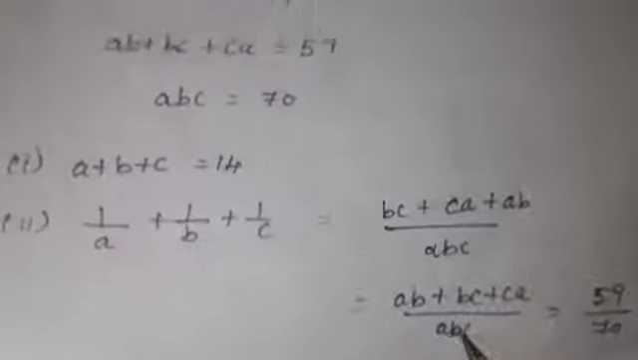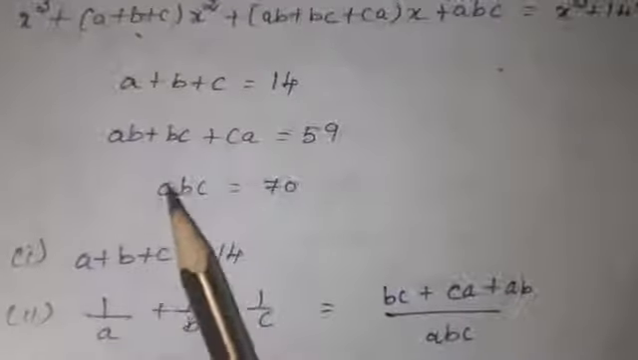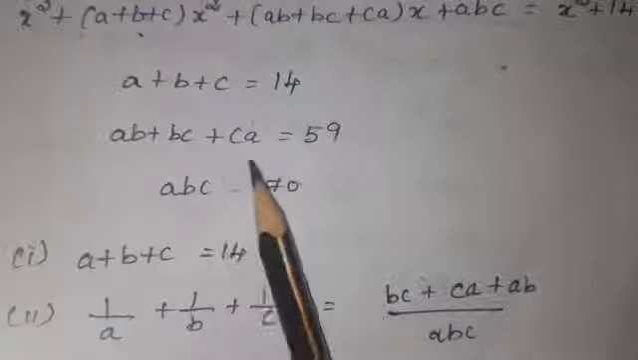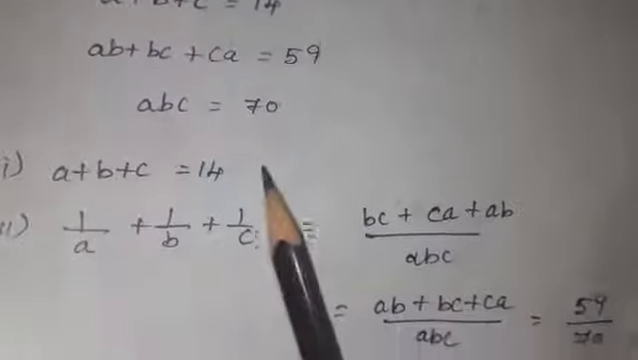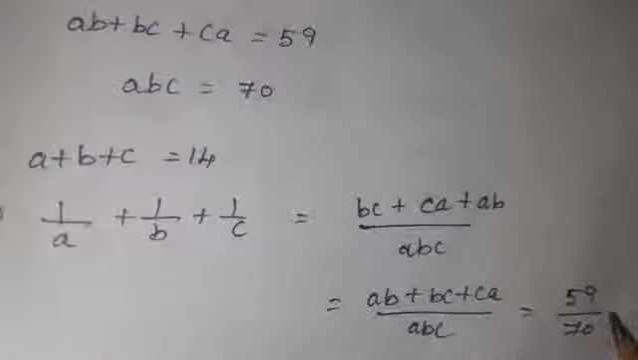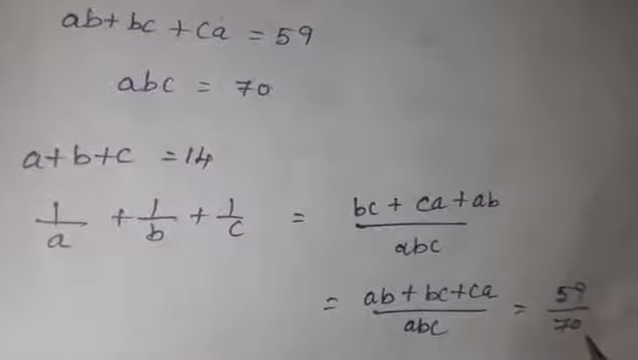We already compared and found that value, no? The value of AB plus BC plus CA is 59, so here I have written 59. Then the ABC value is 70, written here. Therefore, our answer for the second one is 59 by 70.